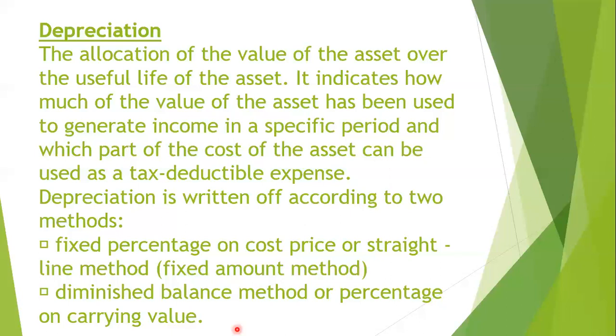The second method being the diminishing balance method or percentage on carrying value. This is the second method. So I'll just explain it to you. So for example, the aircon, it's over 7 years, right? So in the first year, it would depreciate, let's say, by 1,000 Rand. So at the end of the year, it would be worth 6,000. And in the following year, okay, let me not confuse you now. Let's do that example that I spoke about later about the diminishing balance method.